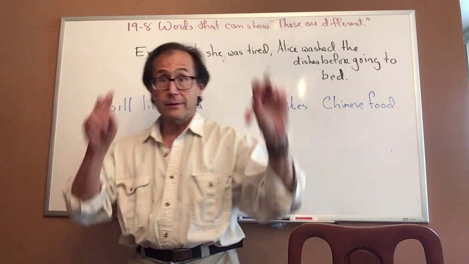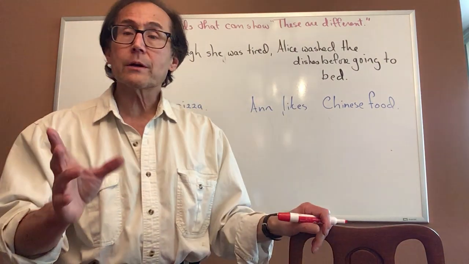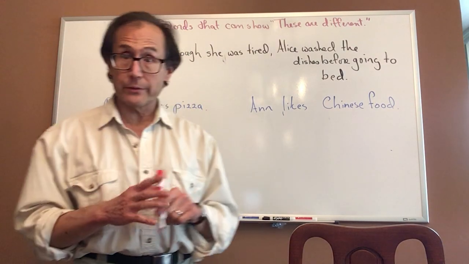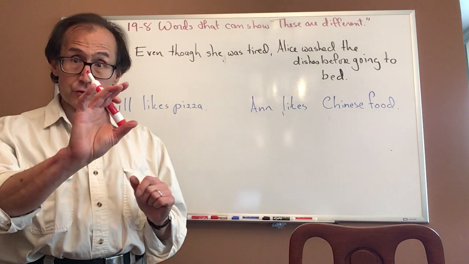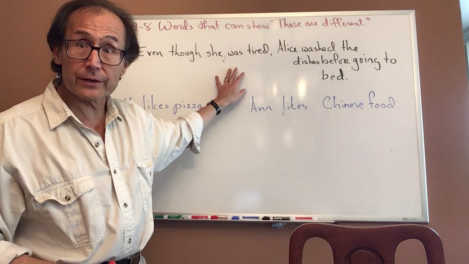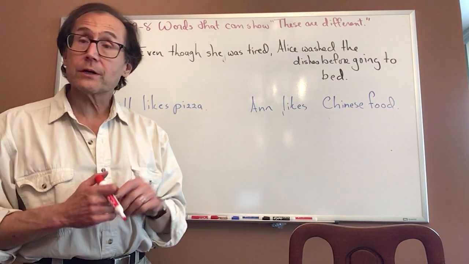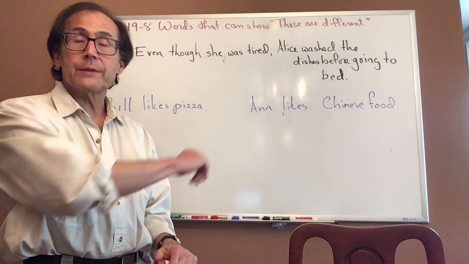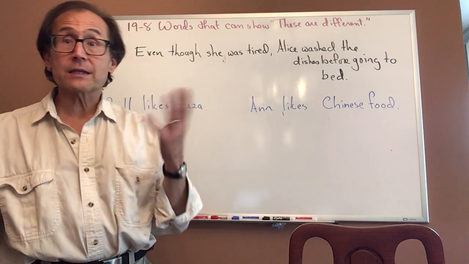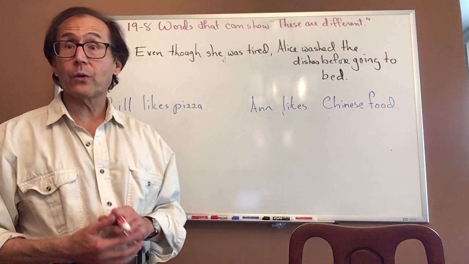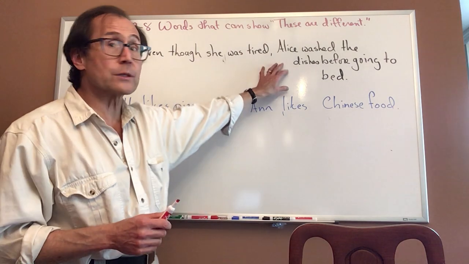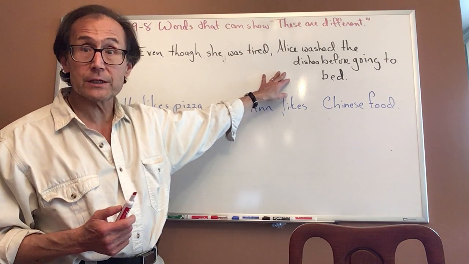To get what I mean by these are different, remember the last chart that we looked at, 19.7. In that chart, we were looking at words that show if this is true, then this is unexpected. For example, let's say Alice was very tired, but even though she was tired, she stayed up and did the dishes anyway. That's unexpected. If Alice is tired, I'd expect her to go to bed, but she didn't. It was a little surprising that she stayed up and washed the dishes.